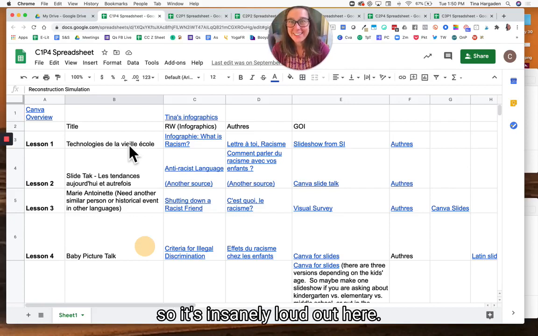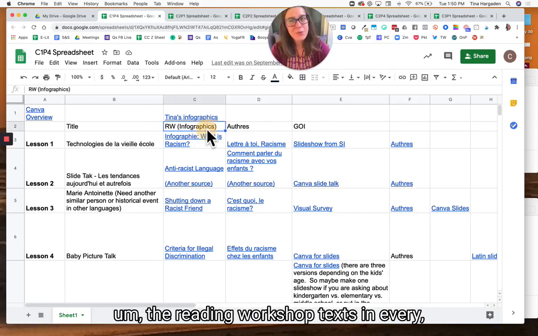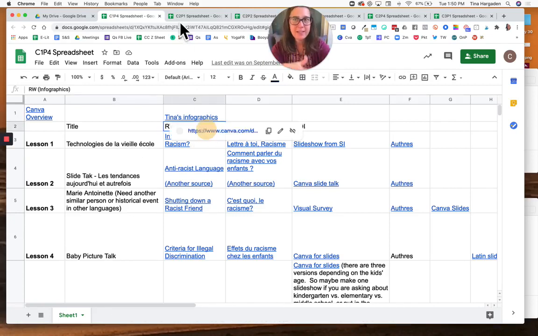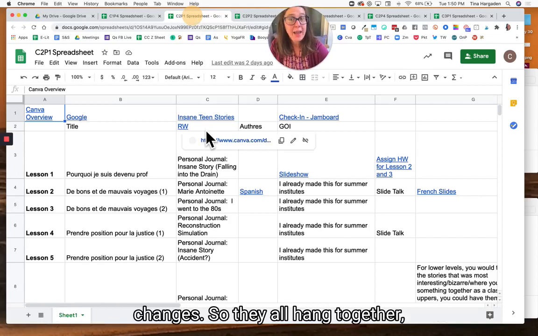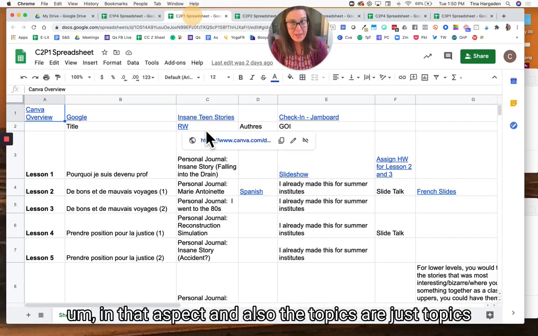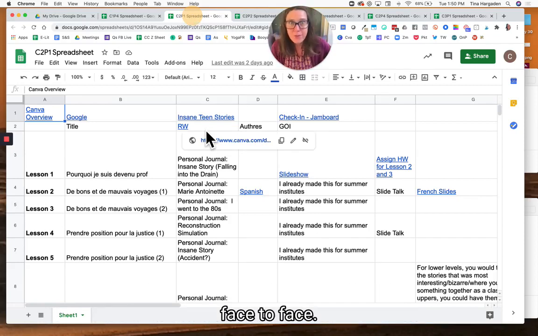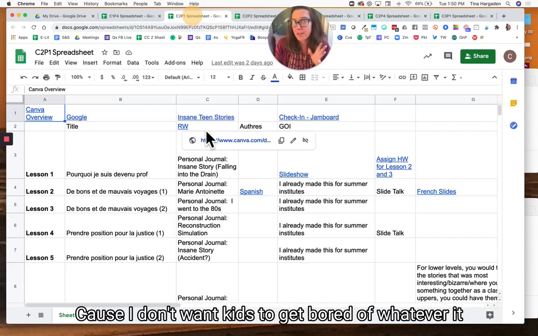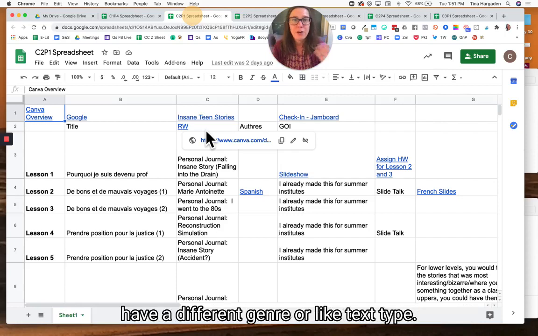It's insanely loud out here, sorry. So the reading workshop texts, in every phase, the type of text changes. They all hang together in that aspect. And sometimes the topics change too, but there's always an organizing principle that changes from phase to phase, because I don't want kids to get bored of whatever you're presenting them to read. So they all have a different look visually, and a different genre or text type.